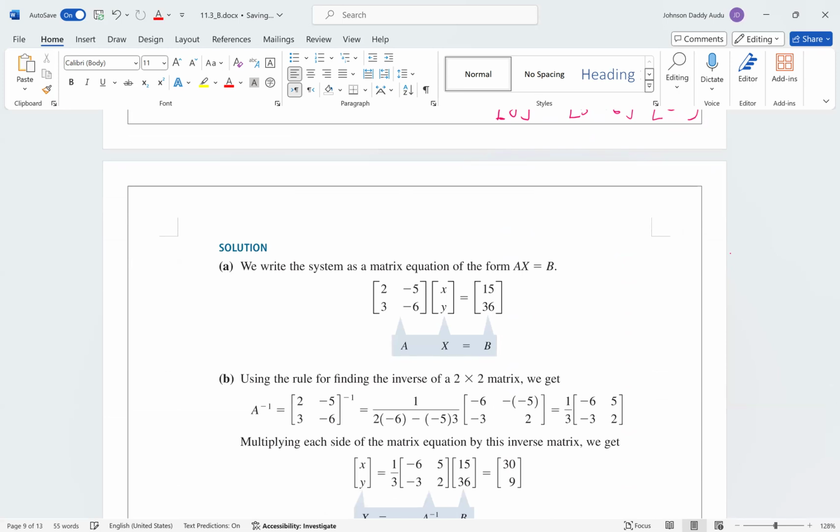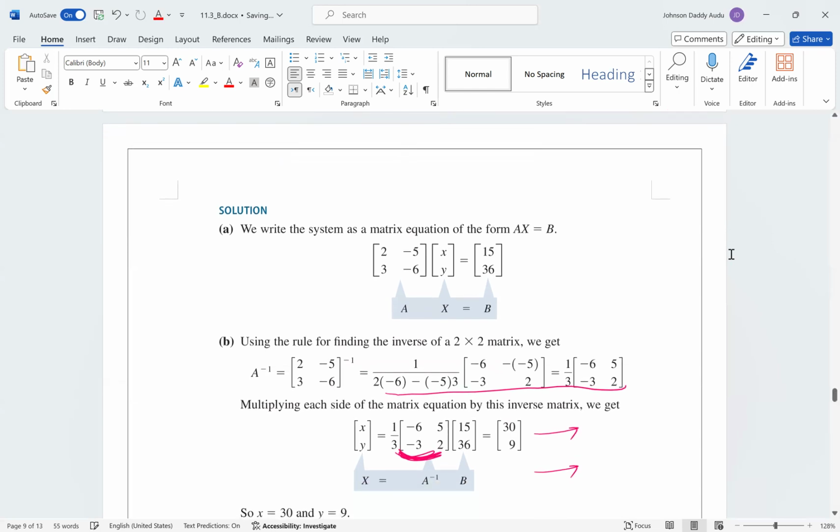And now, this is it. You just need to find the inverse of A. This is a 2 by 2 matrix. This is the inverse. From here to here is the inverse of A. Then you multiply by this. So you have this 30 and 9. So it means X is equal to 30 and Y is equal to 9.